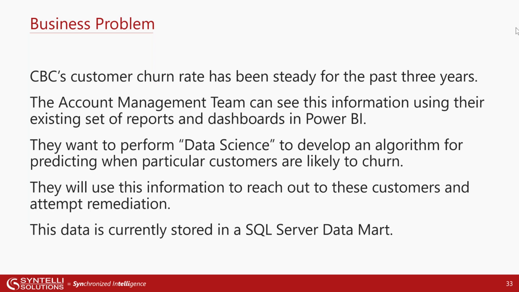So this says, CBC's customer churn rate has been steady for the past 3 years. Customer churn is generally defined as when a customer stops using your product or buying from you. The account management team can see this information using their existing set of reports and dashboards in Power BI. They want to perform quote unquote data science to develop an algorithm for predicting when particular customers are likely to churn. They will use this information to reach out to these customers and attempt remediation. This data is currently stored in a SQL Server data mart.